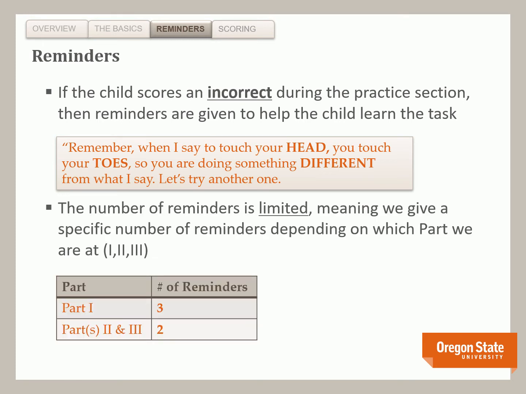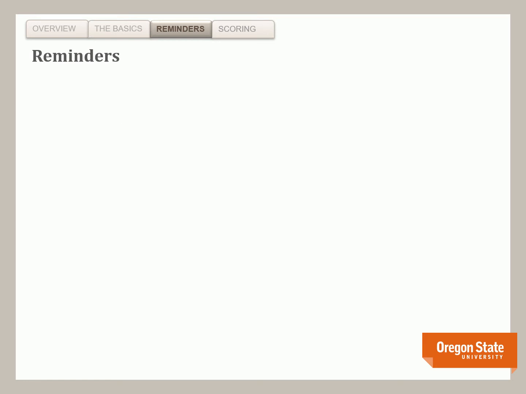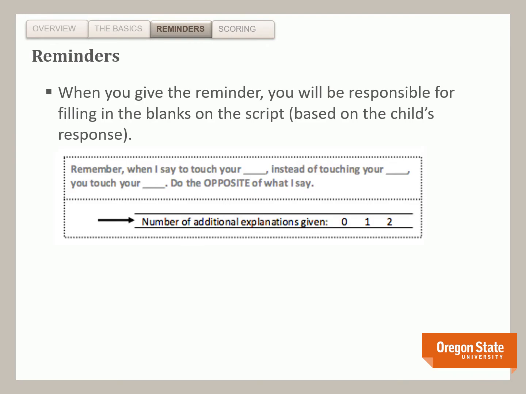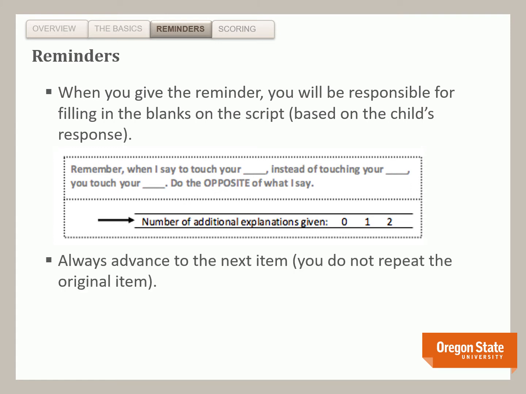The number of reminders is limited and depends on which part of the task you are on. So for Part 1, you can give up to 3 reminders, and for Parts 2 and 3, you can give up to 2. Reminders in Part 1 and Part 2 will require you to fill in the blanks based on how the child responded. After you have given the reminder, you should advance to the next item. Do not repeat the item that the child just responded to.